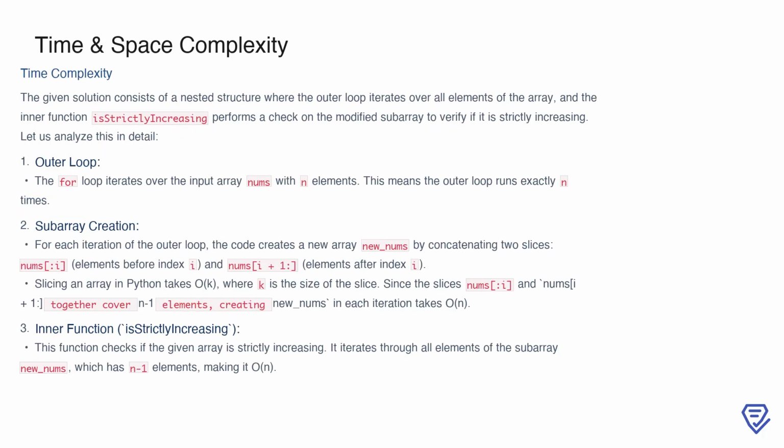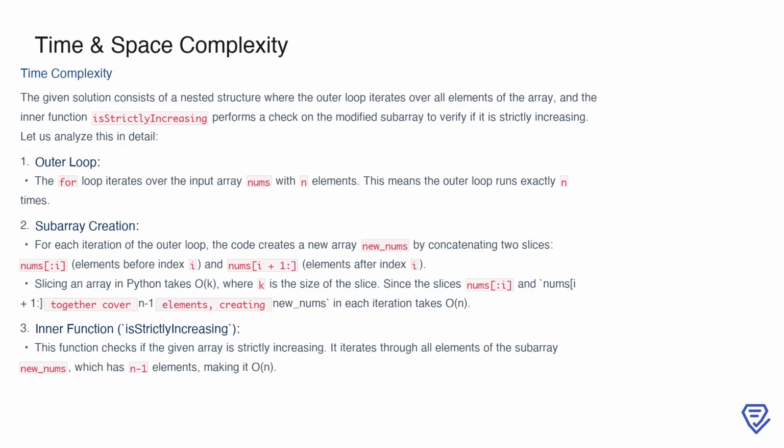In analyzing the time complexity of our solution, let's start with the outer loop. This for loop is designed to iterate over all elements of the array nums, which has n elements, meaning it will run exactly n times. For each iteration of this loop, we create a new subarray, new_nums, by concatenating two slices. The first slice, nums[:i], consists of elements before the current index i, and the second slice, nums[i+1:], includes elements after i.